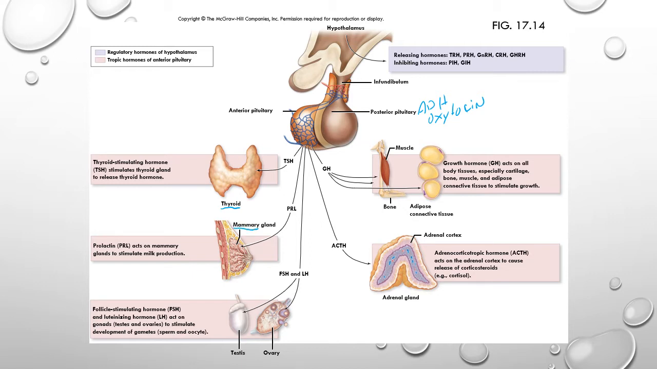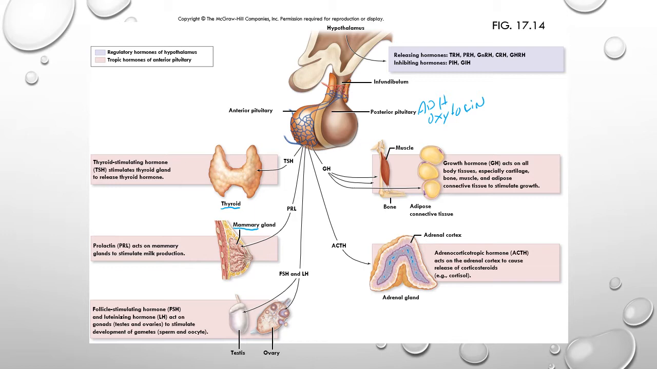Our FSH and LH are present in both males and females. Although we think about them as primarily female hormones, they are active in both males and females, and they're going to stimulate the production of the hormones as well as the production of the gametes. This allows for gamete production as well as hormone production.